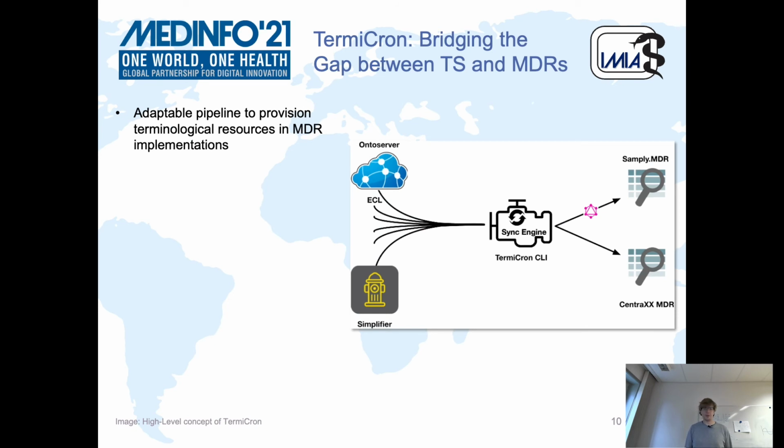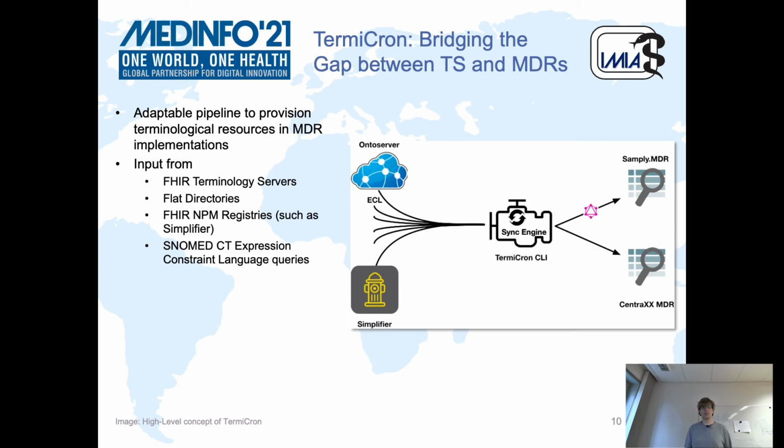So we have developed a system that we've called Thermikron to bridge this gap, and this is a very adaptable pipeline to provision those resources in a number of MDR implementations. So regarding the input part, we currently support 4 different routes, namely FHIR terminology service, obviously, but also input from node package management registries like Simplifier as the most important representative of those systems, and also using the SNOMED-CT ECL expression constraint language, which is a query language for basically querying SNOMED-CT for a subset of concepts that conform to the specified definition, for example, all fracture codes.